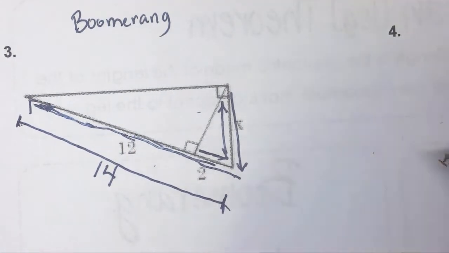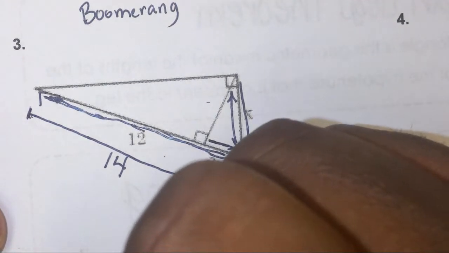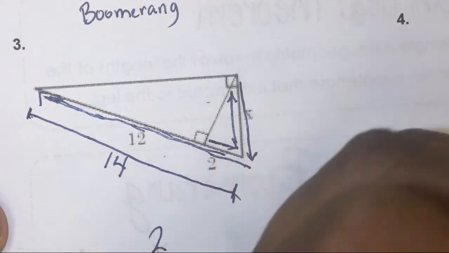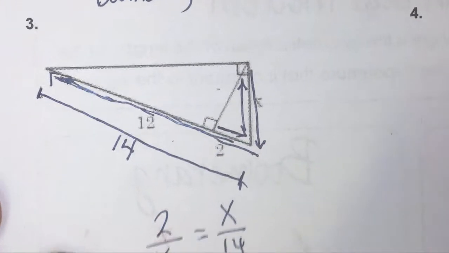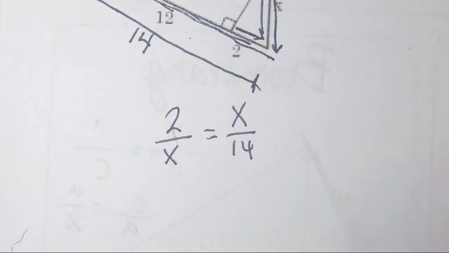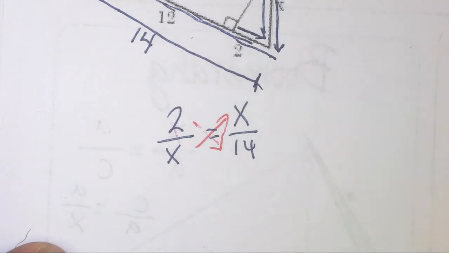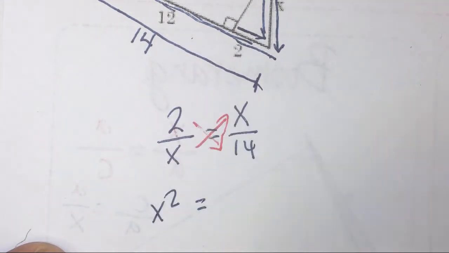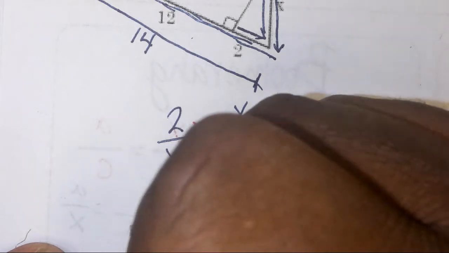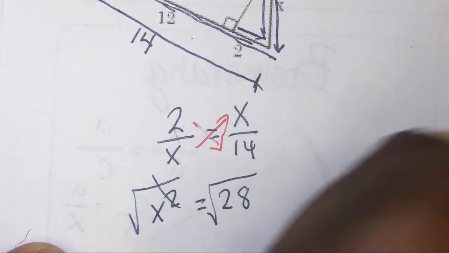So, proportion, I guess you've been giving me all my proportions. 2 over x, x over 14. Cross multiply. X squared equals 28. Square root, cancels, x.